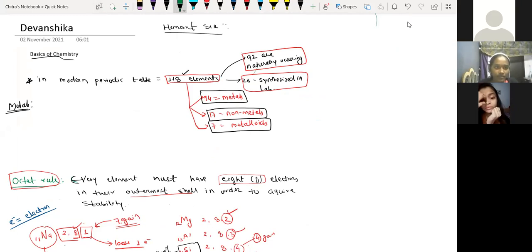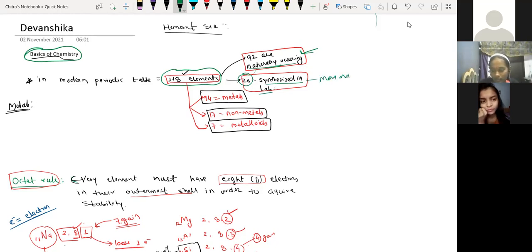We discussed in the last class about the basics of chemistry. In that part we understood how many elements we have in our modern periodic table. We have 118 elements in our modern periodic table, out of which 92 elements occur in nature, meaning they are naturally occurring, whereas the rest 26 elements are synthesized in the laboratory, meaning they are man-made. Is it or not?